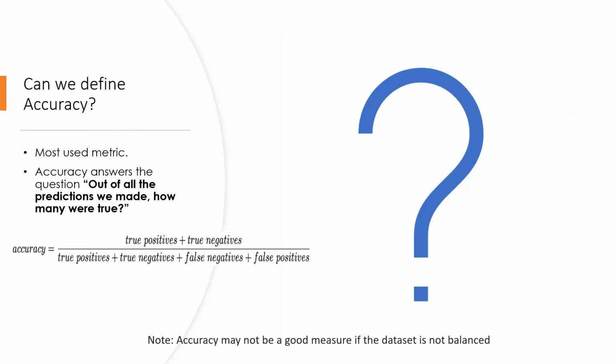Now can we define accuracy? Yes, this is one of the most commonly used metrics. It will help you in understanding out of all the predictions made, how many of them were true. We have made predictions. How many of them are true? We need to know that. Accuracy can be calculated easily with the formula: true positives plus true negatives divided by true positive plus true negative plus false negative plus false positive summation. That's it. This is the formula that we need to use, and please understand accuracy may not be a good measure if the data set is not properly balanced.